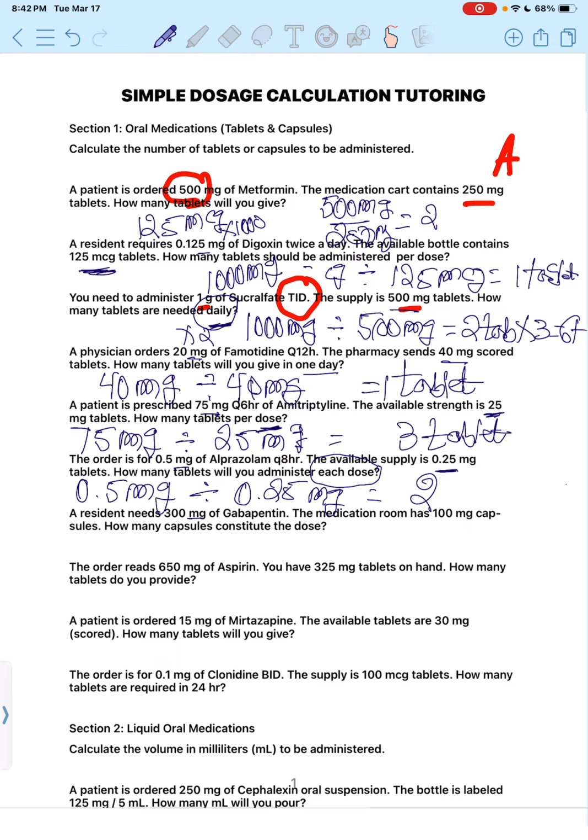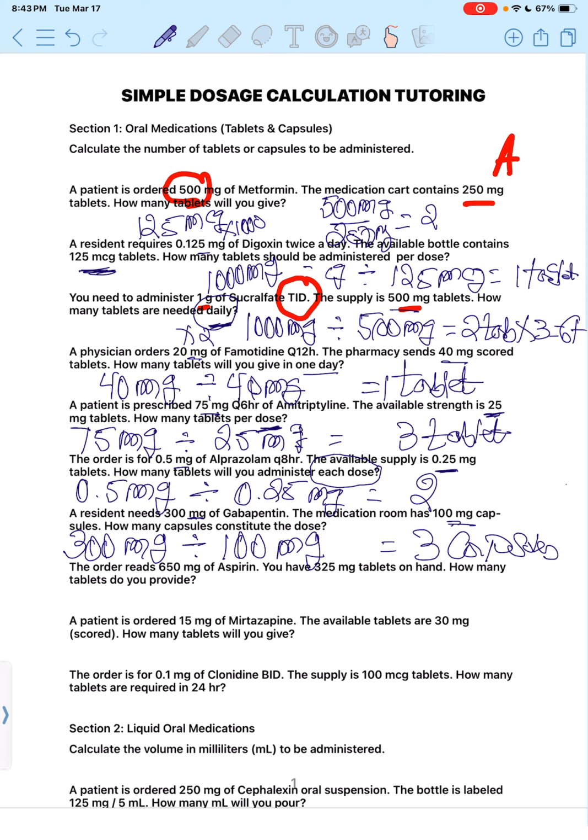I move on here to 300 milligram of gabapentin. The capsule is 100. So you see, I'm looking at a capsule. This is a solid medication. So my order, make sure I have milligram, then I have milligram there. I'm going to have 300 milligram, which is my order. I'm going to divide that by my available, times 1 quantity. So I have 3 capsules. You always get your order divided by available.